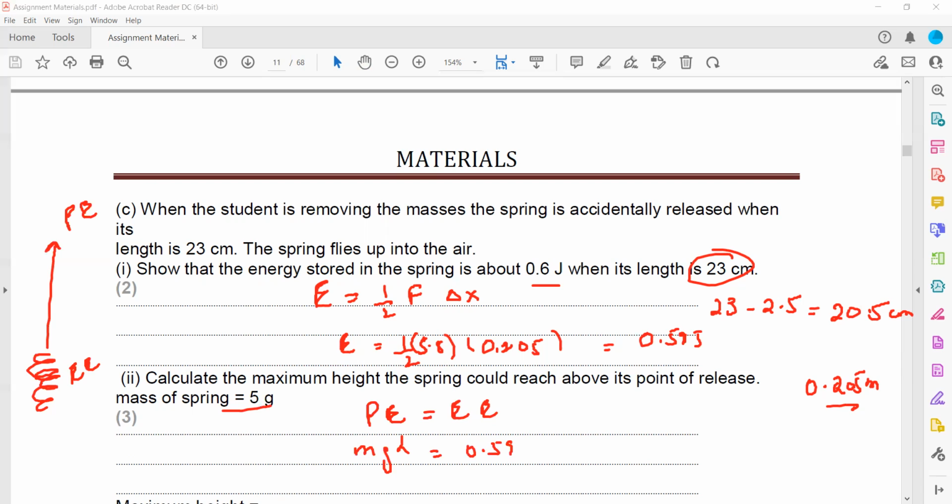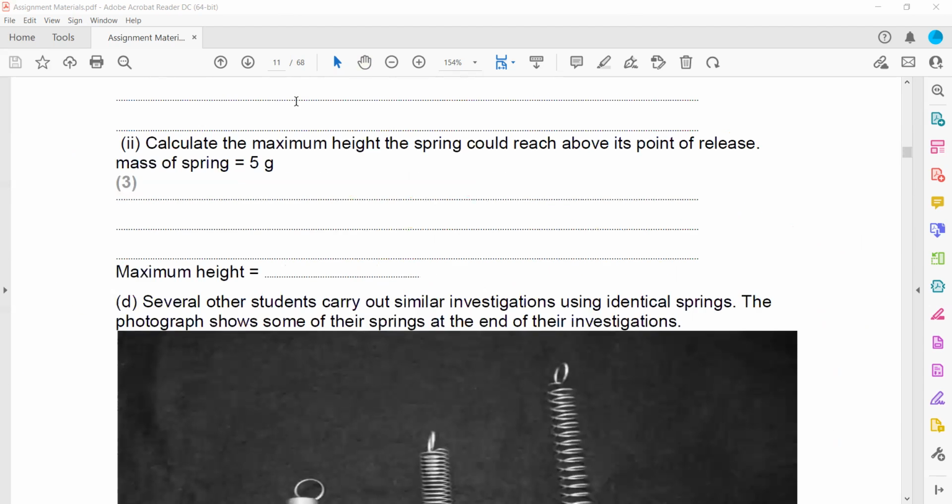So we have to convert the mass, which is given in grams, into kilograms. So it will be 0.005. Gravity is 9.81, multiplied by height, is equal to the elastic strain energy 0.59. And if we need height, we divide all of them. That will give us a height which is about 12 meters. So it will rise to a height of 12 meters. And what is our assumption? We assume that all of the elastic strain energy converted into gravitational potential energy, like there is no loss of energy.